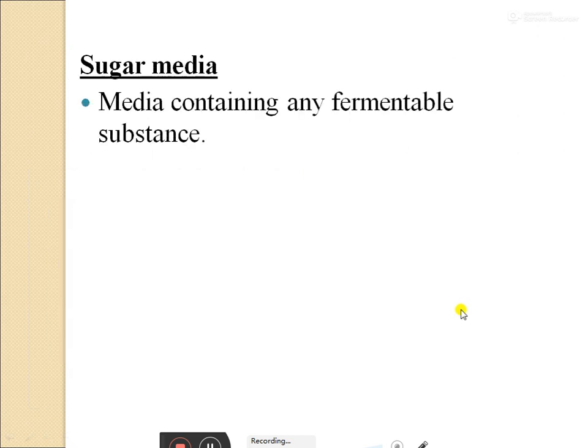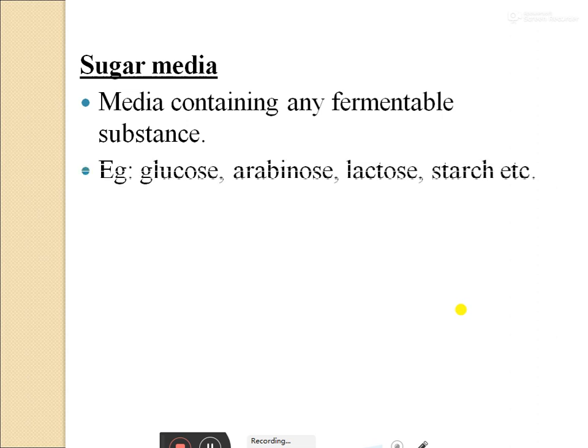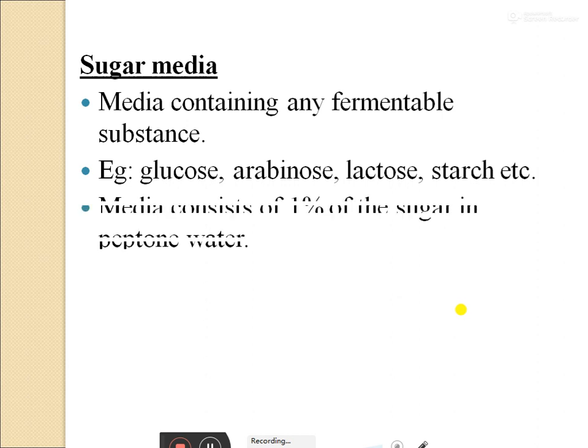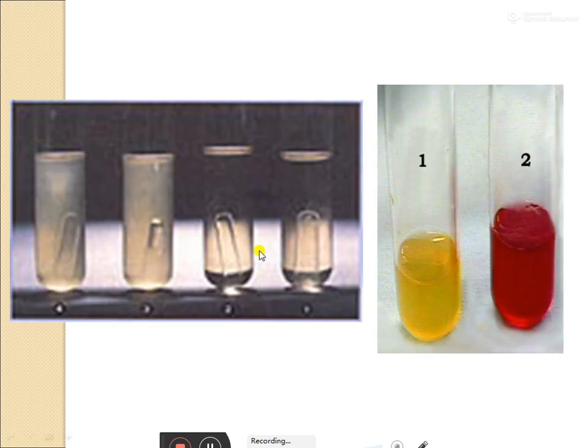Then sugar media: media containing any fermentable substances, for example glucose, arabinose, lactose, starch, etc. This type of media consists of 1% of sugar in peptone water. In this type of media we can place a Durham's tube or a sodium fusion tube in inverted position in order to detect the presence of gas bubble inside the tube. So, microorganisms which have the ability to produce gas can be determined by using this Durham's tube.